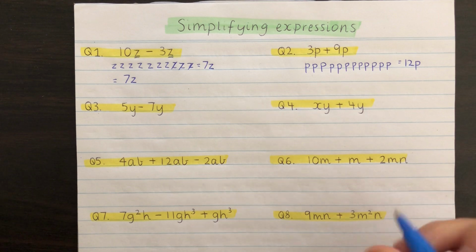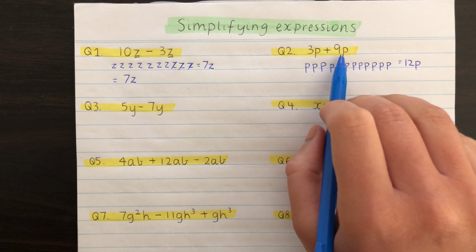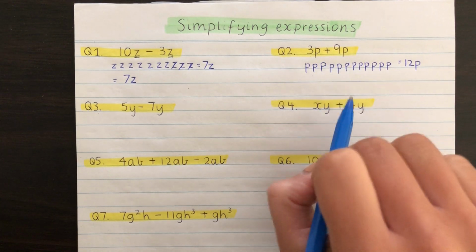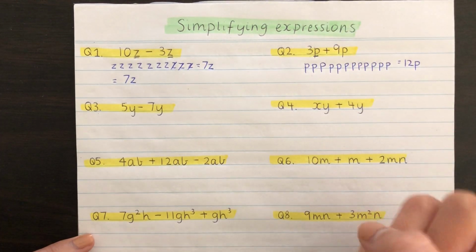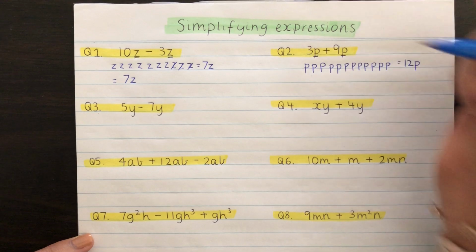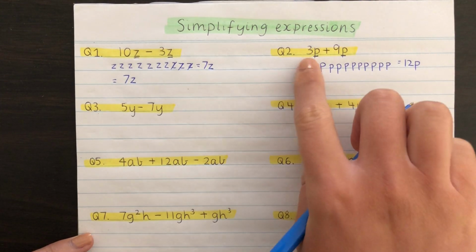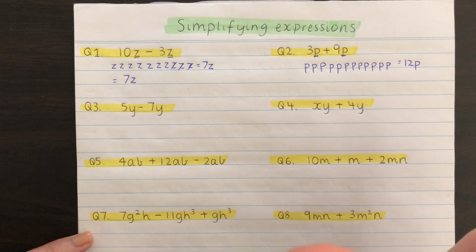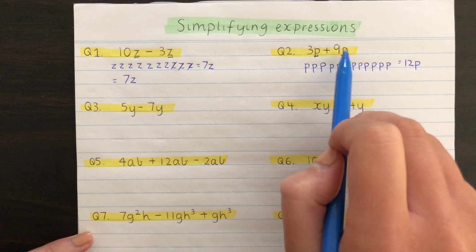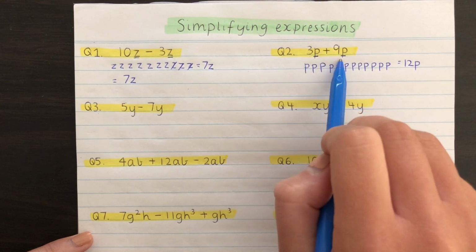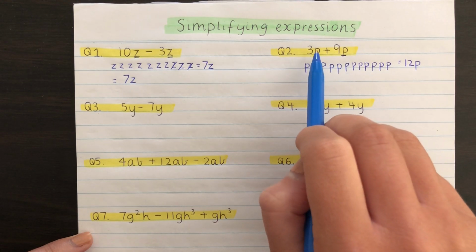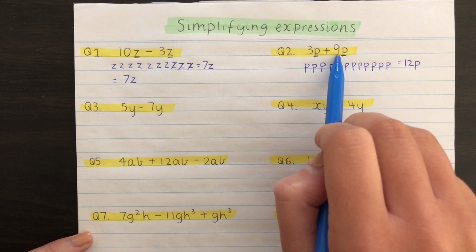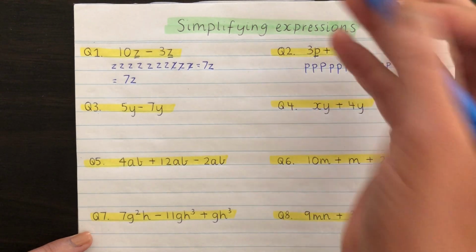Now, what we can do is look at this question and first identify whether these two terms are like terms or not. Well, there's 1 p over here and 1 p over there. Since they're both p's and only p's, they're exactly the same, meaning that they're both like terms. So what would we do? We'd do 3 plus 9, which is obviously 12. So the answer is 12p.